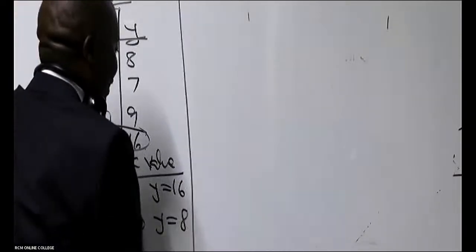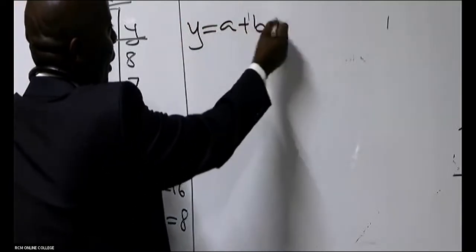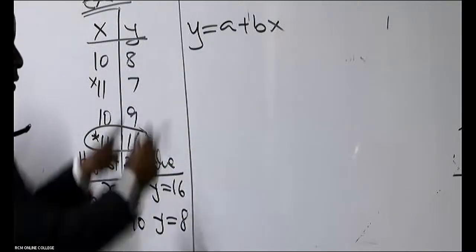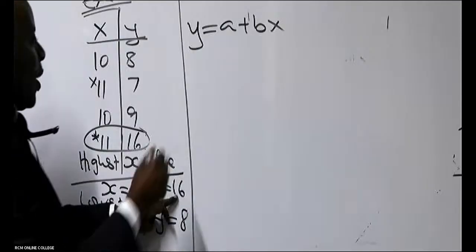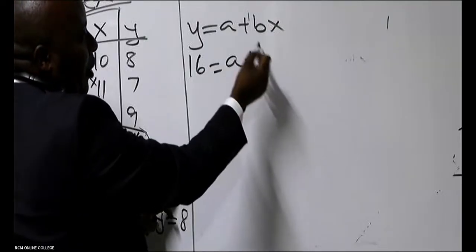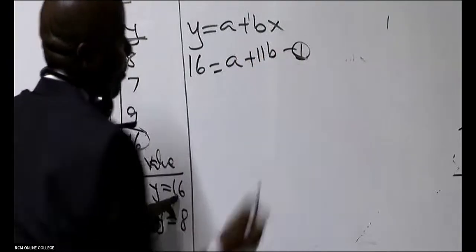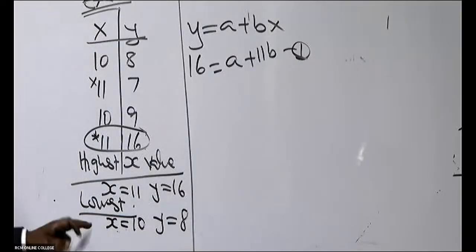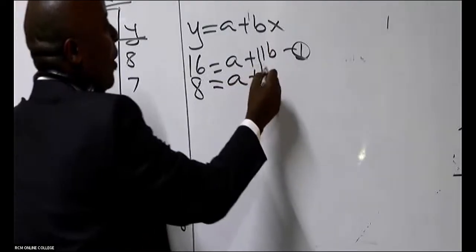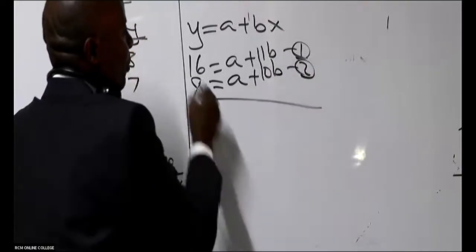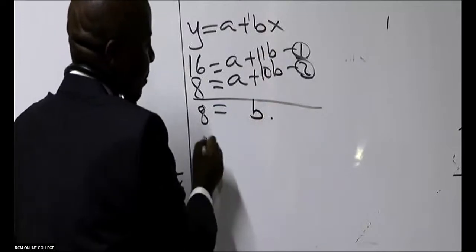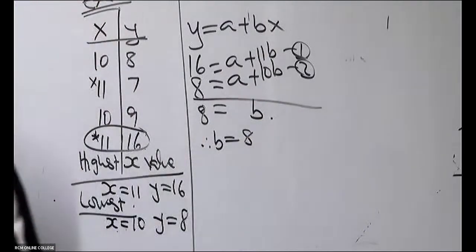So remember that in general, Y equals A plus BX. Now you use the highest: Y is 16 equals A plus B times X, which is 11. So that is 11B, equation number 1. Then equation number 2 from the lowest, Y is 8 equals A plus BX, and X is 10, so we have 10B, equation number 2. So you subtract 16 minus 8, that gives me 8. A disappears. This gives me 1B, which is the same as B. Therefore, B is 8.